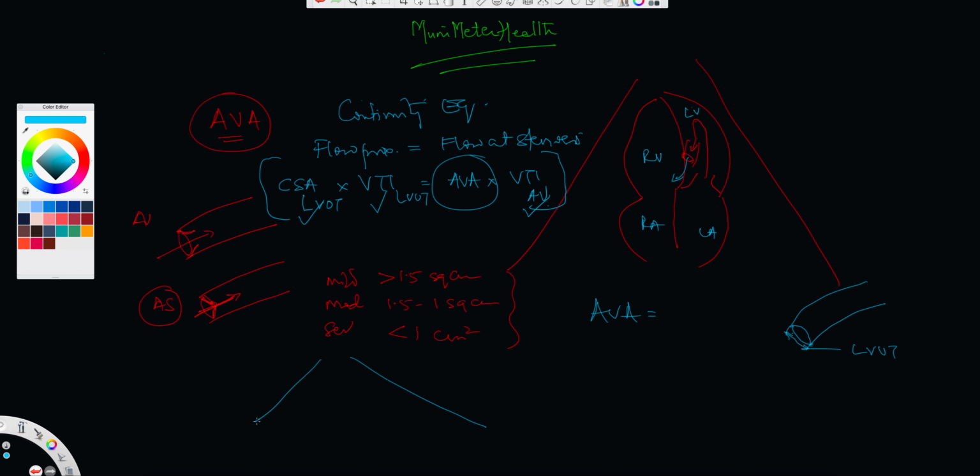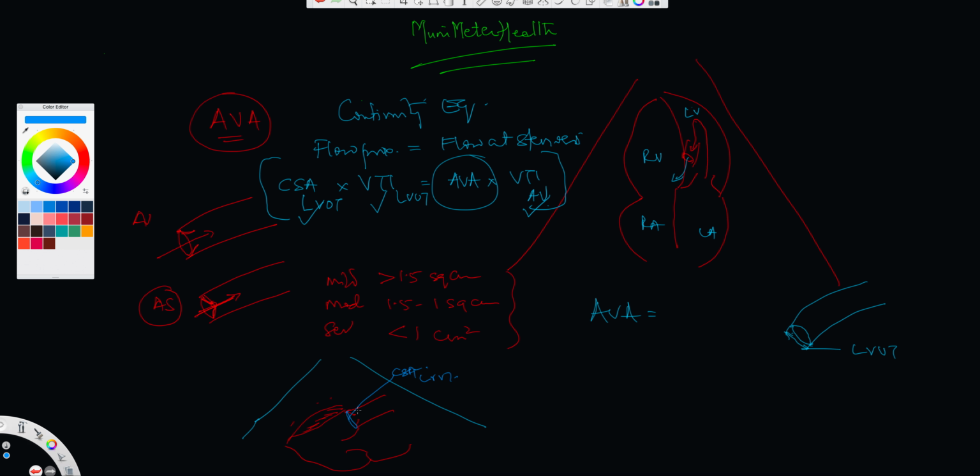Now, just to reaffirm and make it more simple for some students and residents and fellows here, if this is your aortic root, this is your mitral valve, and this becomes your left atrium, here's your left ventricle, and this is your septum here, and of course the RV is sitting out there. So your aortic valve leaflets are right here, and this becomes your CSA of the LVOT, remember.